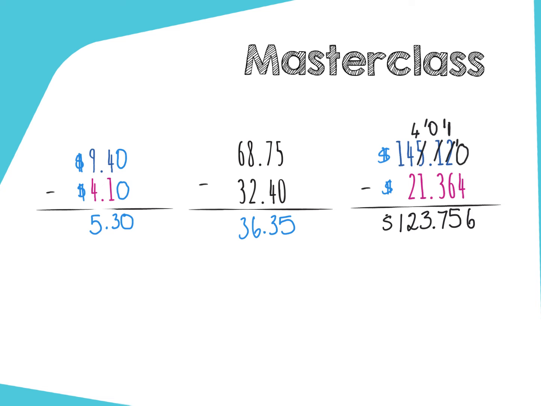And again, I look for the reasonableness of my answer. Okay, I've got $123.75, and I know I've got that thousandth at the end. Okay, I'm not going to forget about him. When I look at that number, $145. Let's go 145 minus 21. Well, 145 minus 21 is going to be about $124.